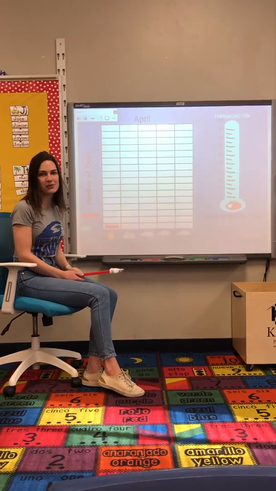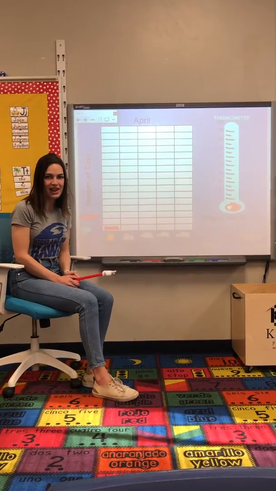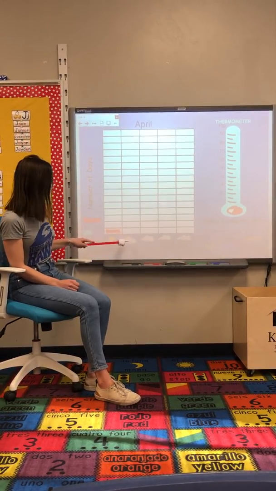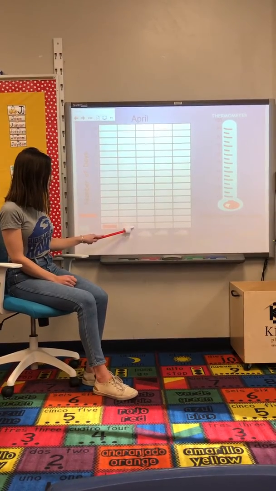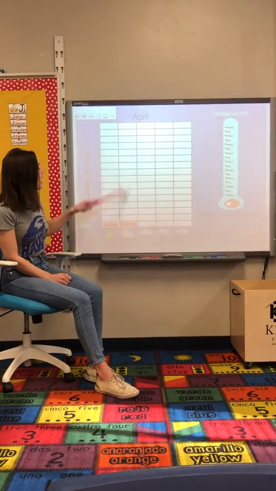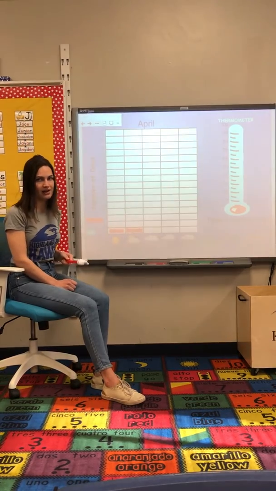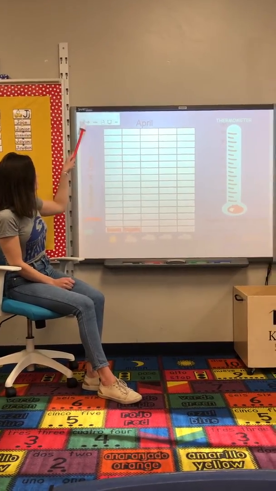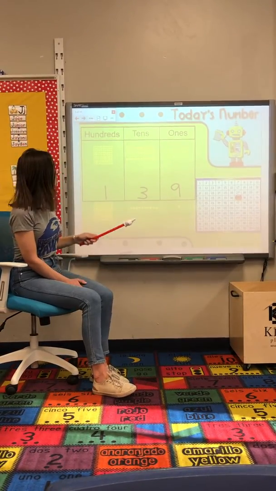Now we're going to graph the weather for today. I'm going to look out my window and see what the weather is. When I looked, I saw that it was partly cloudy. So I'm going to add one more block to partly cloudy. I'm going to put it right down here because when we make a graph, we always start at the bottom and go up like we're building with blocks. Take a minute and graph what the weather is like where you are.